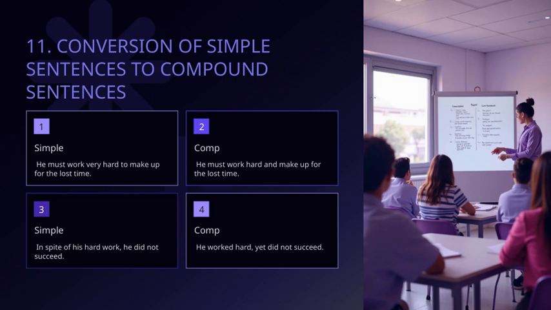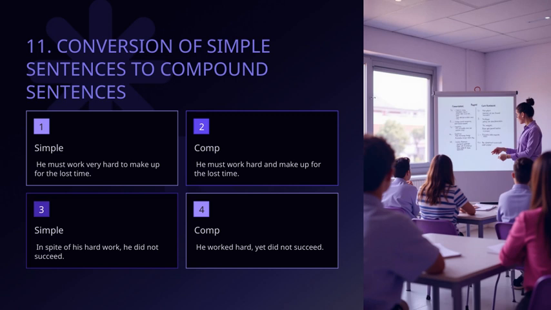Here, we're emphasizing that despite his effort, success was not achieved. Alternatively, we can combine the ideas to say, "He must work hard and make up for the lost time." This version links the two actions directly, showing that working hard is connected to making up for the lost time. And finally, another way to express the same idea is, "He worked hard, yet did not succeed." This highlights a contrast, showing that even though he put in effort, the outcome was still unsuccessful.